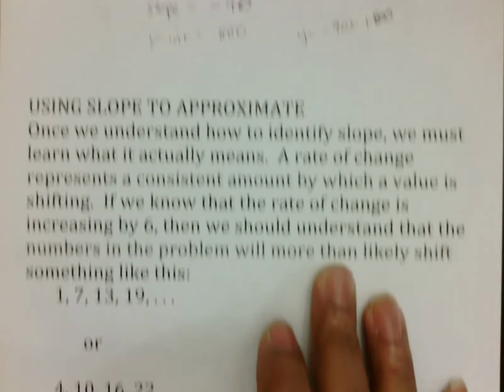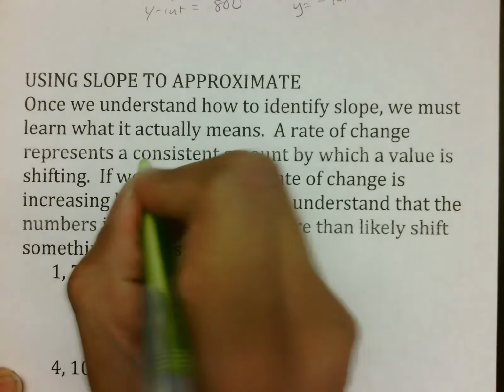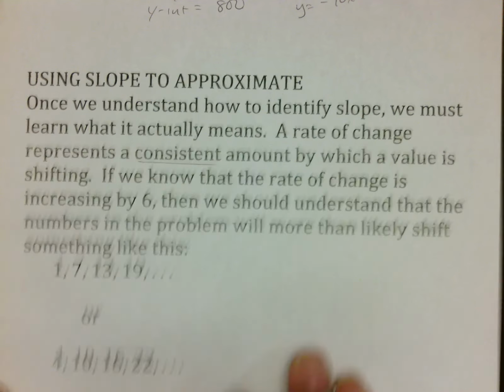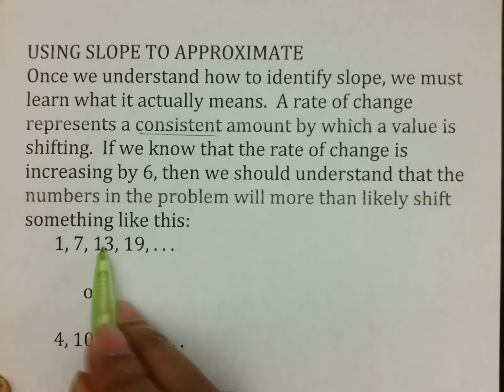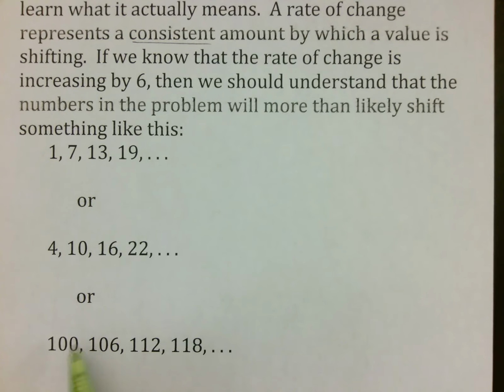Another thing you're going to be asked to do is use slope to approximate. So once we understand how to identify slope, we have to actually learn what it means. A rate of change represents a consistent amount by which a value is shifting. If we know that the rate of change is increasing by 6, then the numbers in the problem will more than likely shift something like this. It will go from 1 to 7 to 13 to 19, or from 4 to 10 to 16 to 22, or from 100 to 106 to 112 to 118.